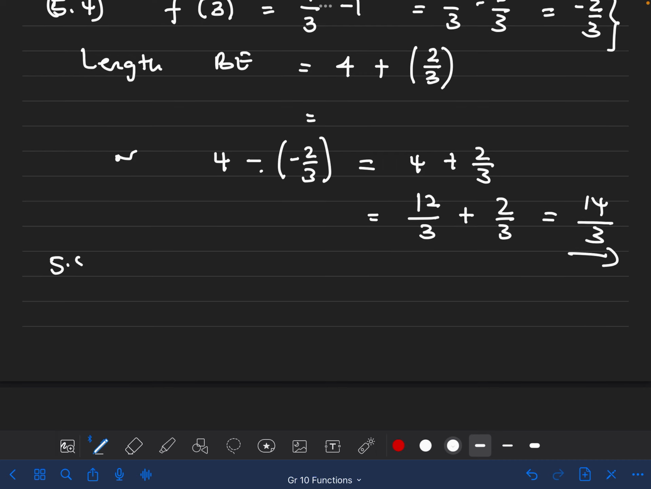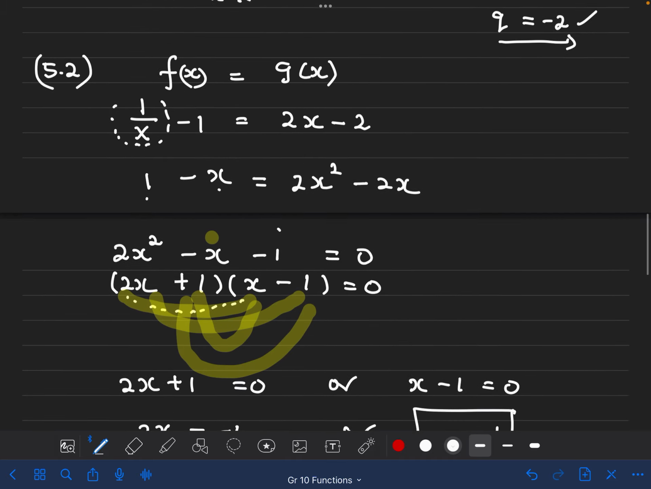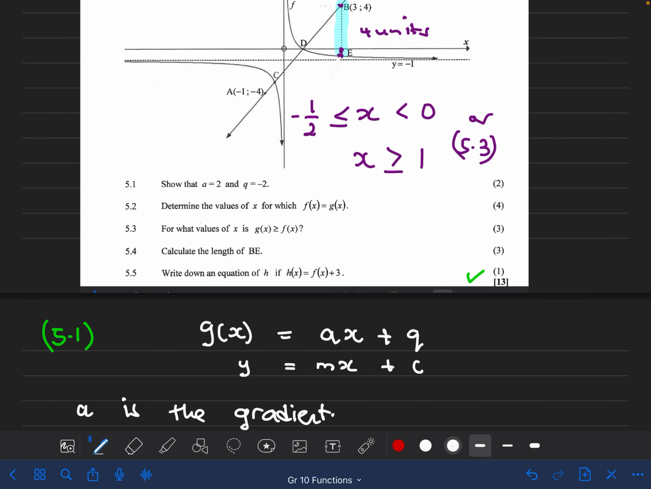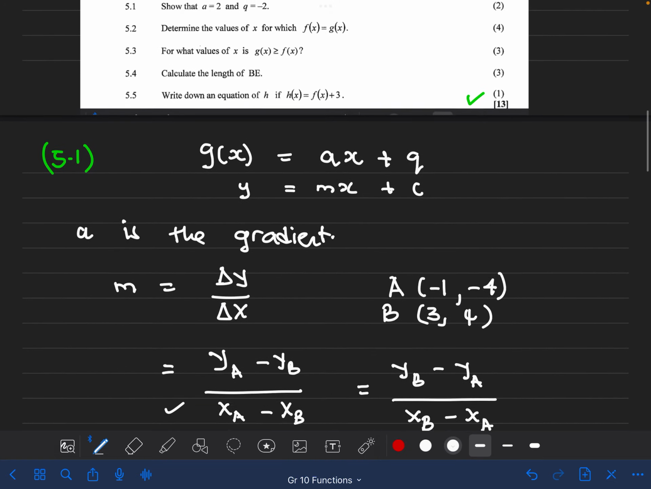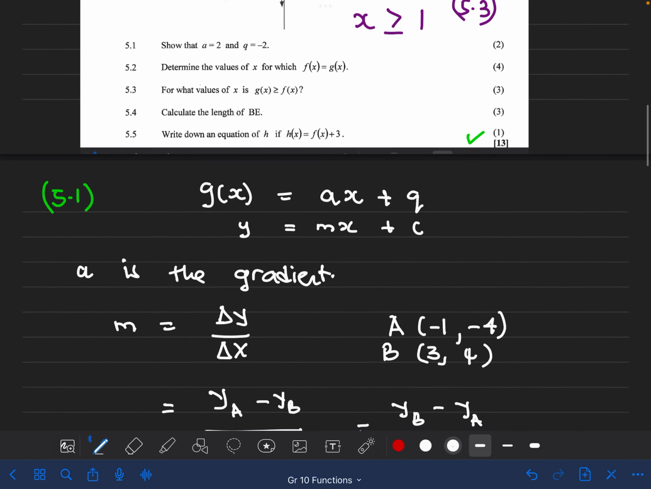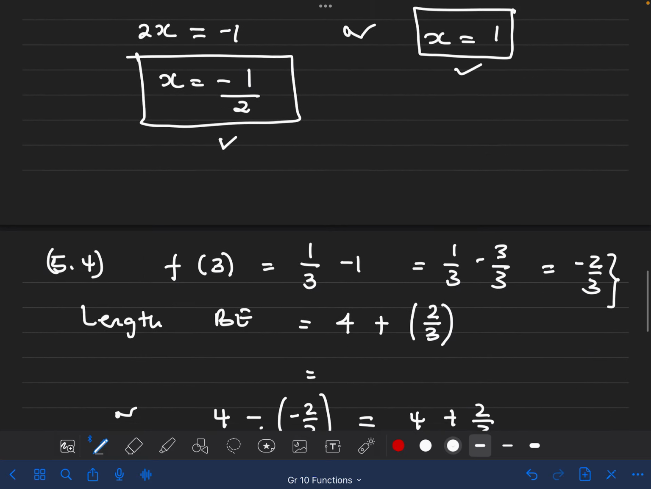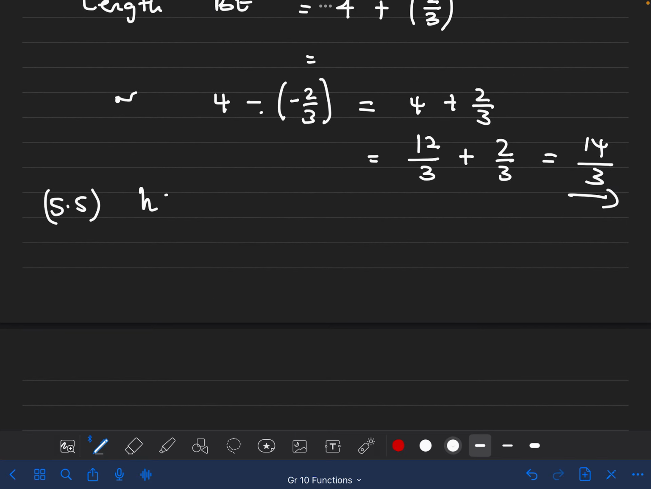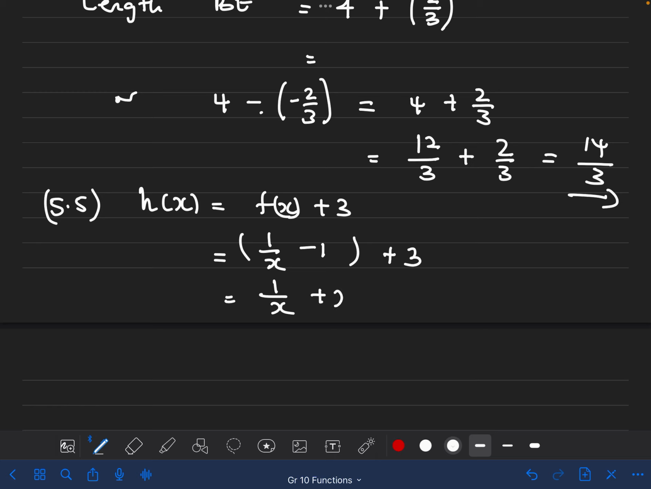The last question is 5.5. It says, write down the equation of h if h of x is f of x plus 3. So this is one of those easy questions, guys. You are given what h of x is. So h of x is f of x plus 3. What is f of x? F of x is 1 divided by x minus 1. So in all of this, you need to add 3 to get h of x. So finally, this is 1 over x minus 1 plus 3. That's plus 2 over there. That's it. You've got your h of x.